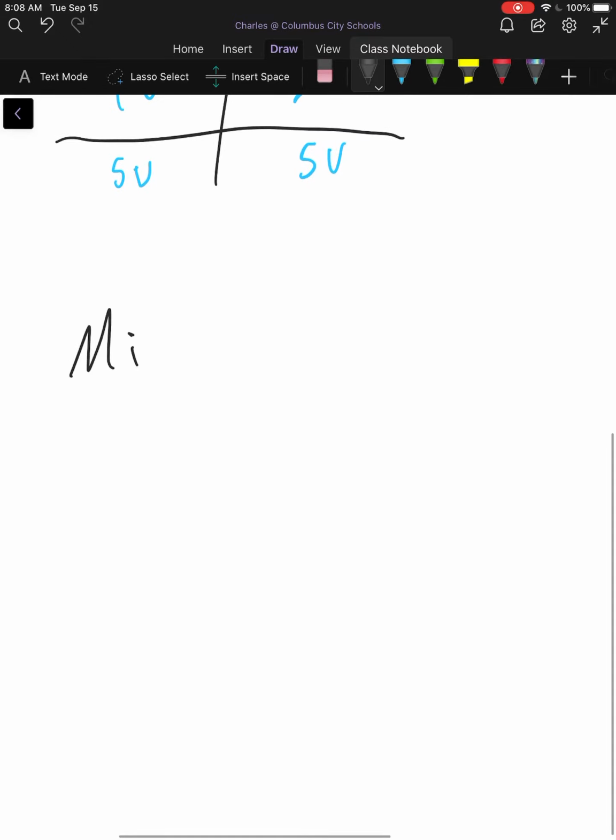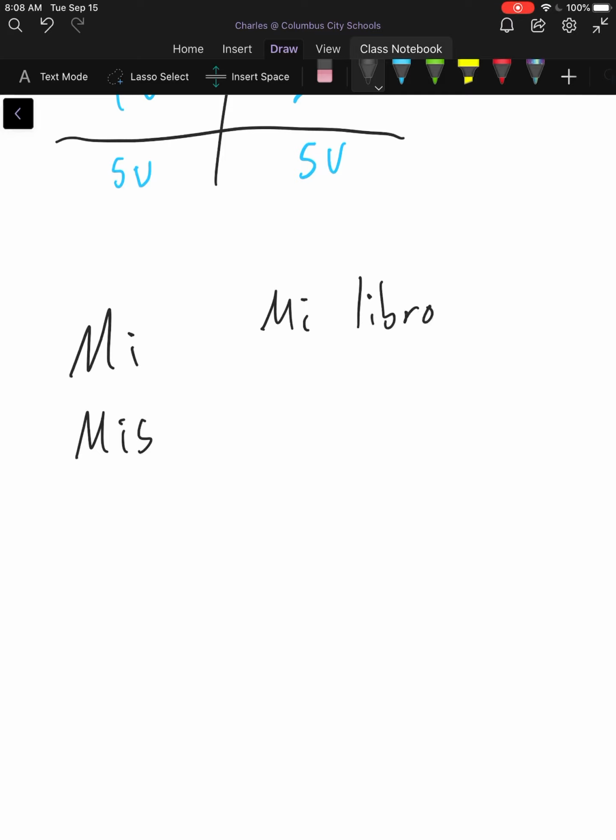You probably remember that you have both mi and mis. The thing that you look at to decide whether it's mi or mis isn't how many people there are, but how much stuff they have. Which is to say, I could have one book, mi libro. There's only one of me and there's one book. It's the fact that there's one book that made this mi. Because watch, mis libros. That looks right, doesn't it?